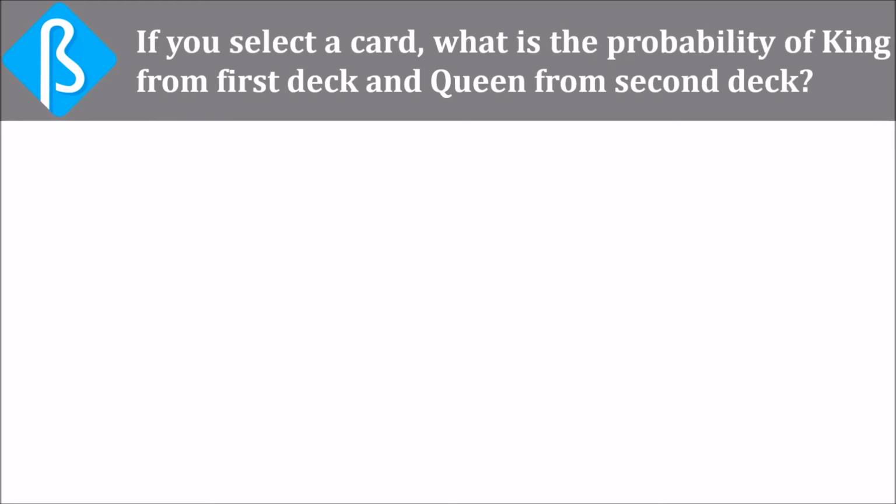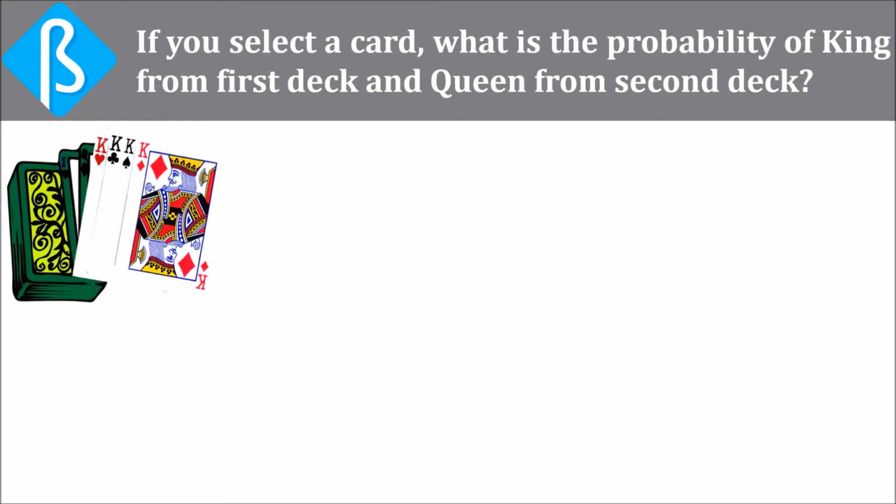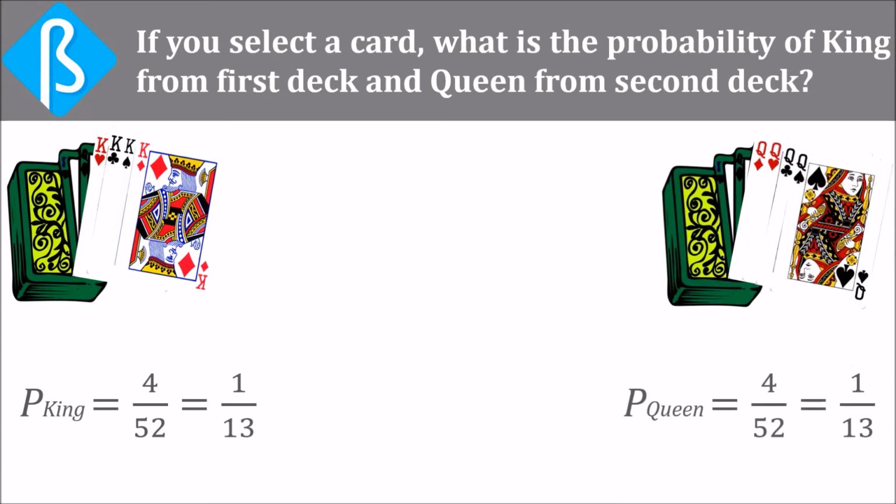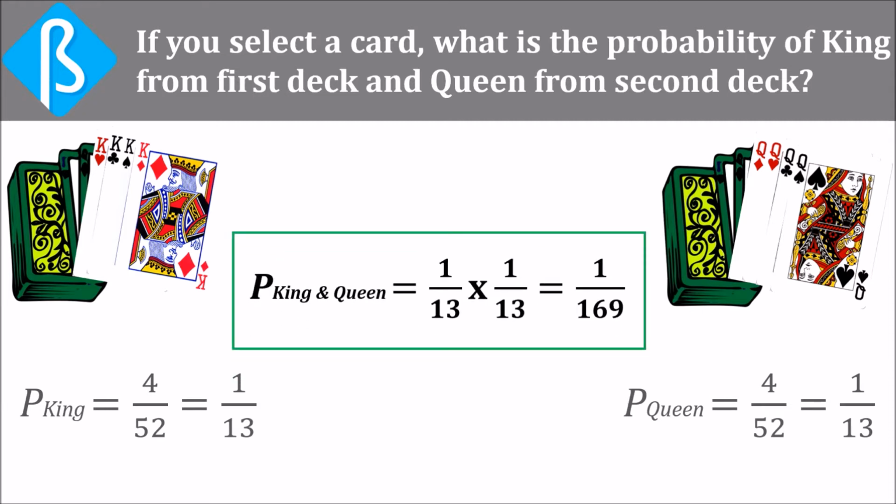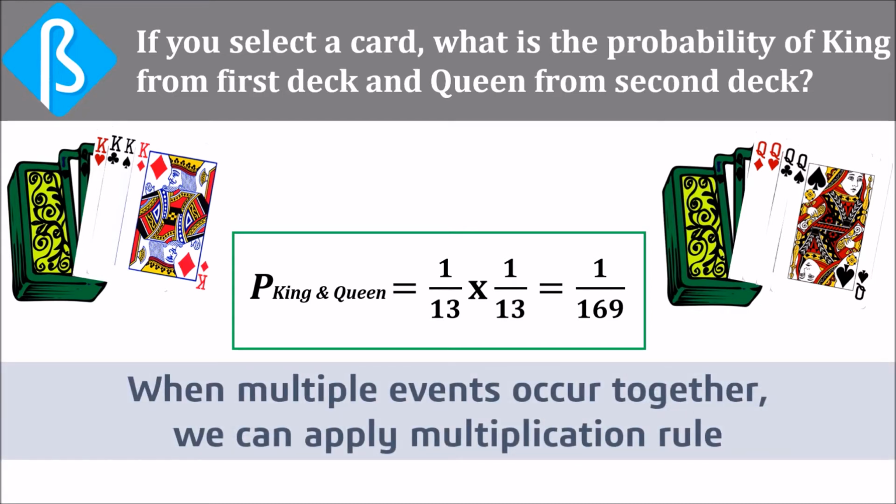For example, if you select a card, what is the probability of a king from the first deck and a queen from the second deck? As we have 4 kings in a deck of 52 cards, the probability of a king would be 4 by 52. And similarly, the probability of a queen would also be 4 by 52. So the probability of king and queen will be calculated by multiplying them, which will give the answer of 1 by 169. In brief, we can say that when multiple events occur together, we can apply the multiplication rule.